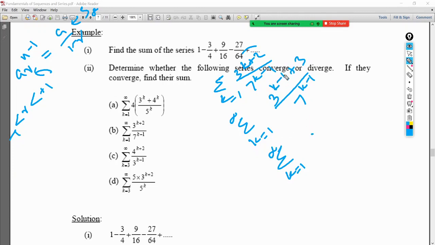Right? So summation means multiplication. Right? Remember a to the power m plus n is a to the power m times a to the power n.